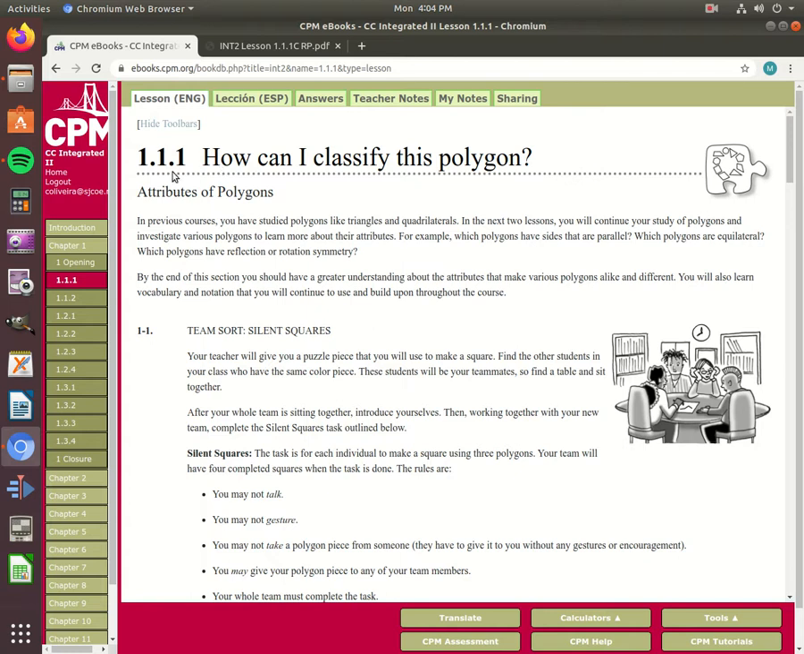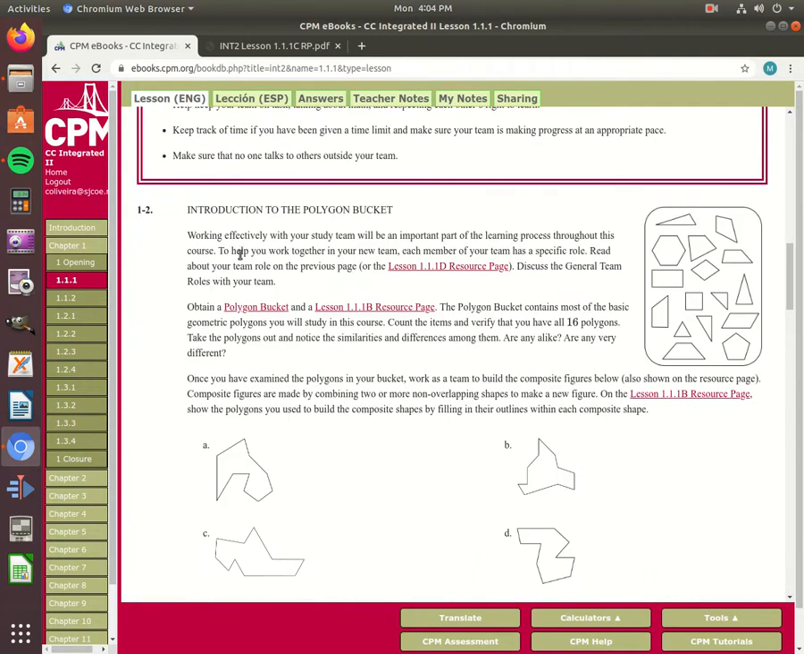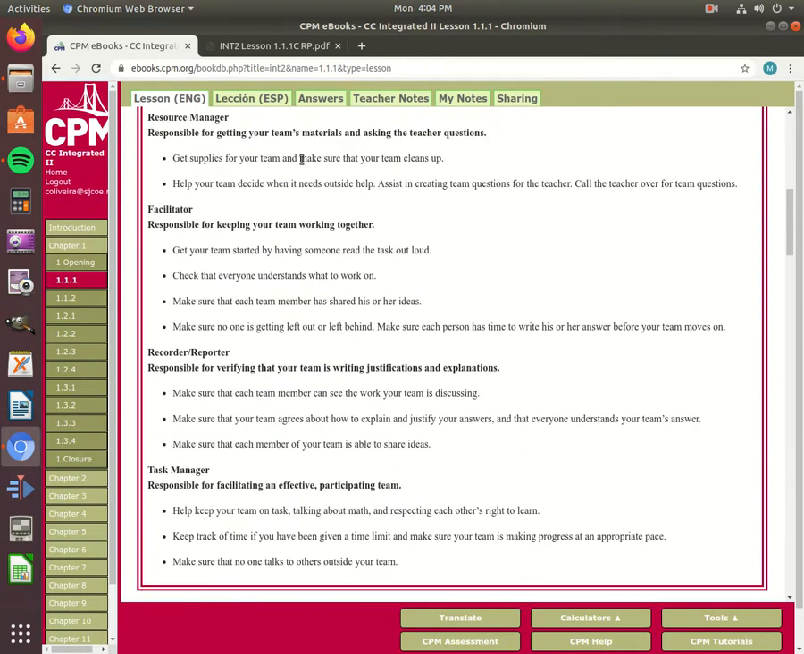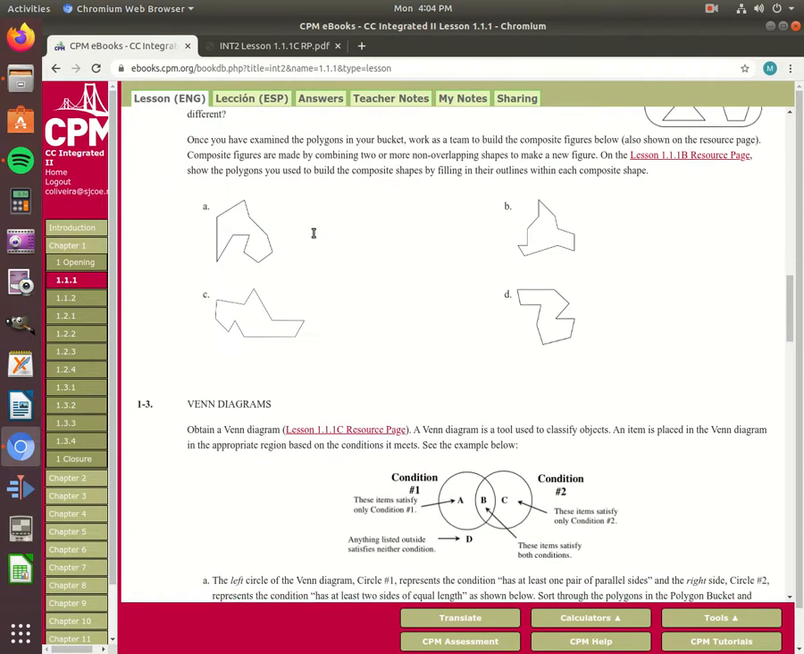Integrated 2, Lesson 111 really is about working in groups and understanding things about shape and how Venn diagrams work. So I typically skip problem 1-1 and problem 1-2. I don't really assign group roles. I expect you guys to work in groups, but not necessarily with defined roles.